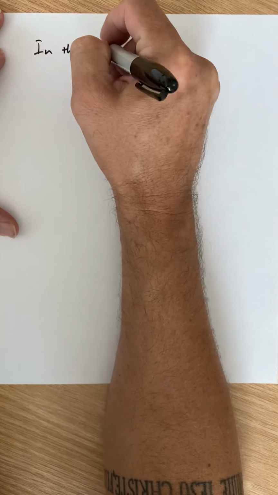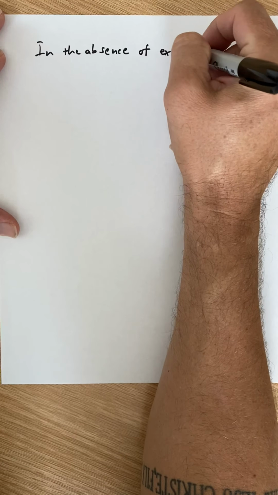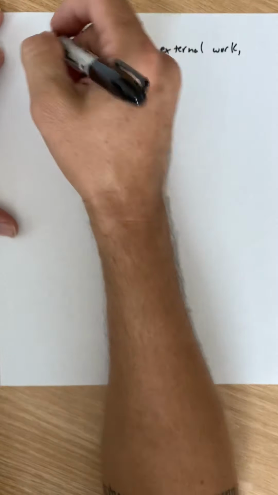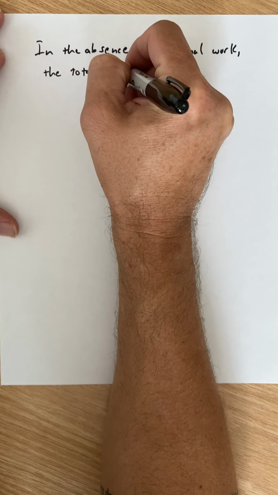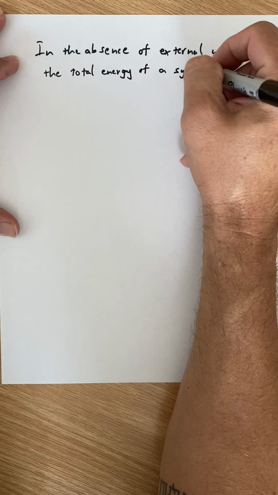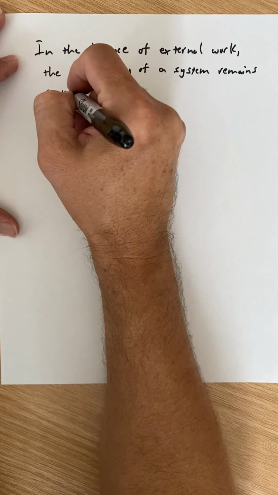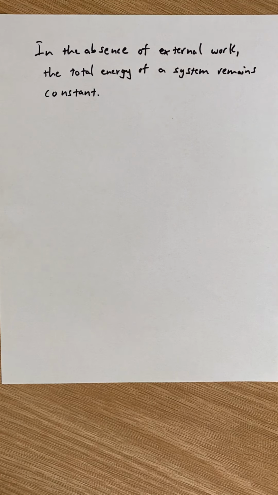In the absence of external work, external being a really important word here, the total energy of a system remains constant. In the absence of external work, the total energy of a system remains constant. Now, first let's talk about external work.